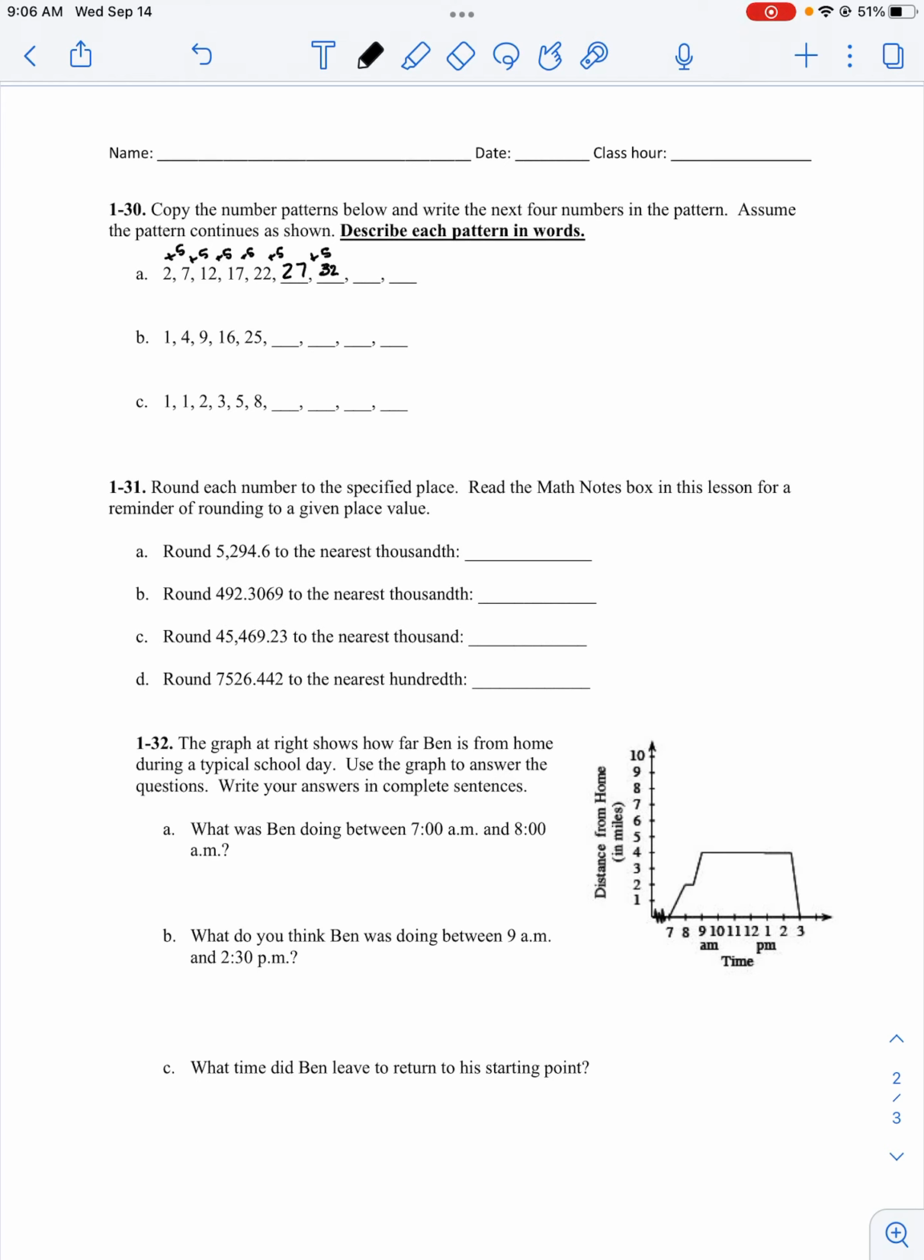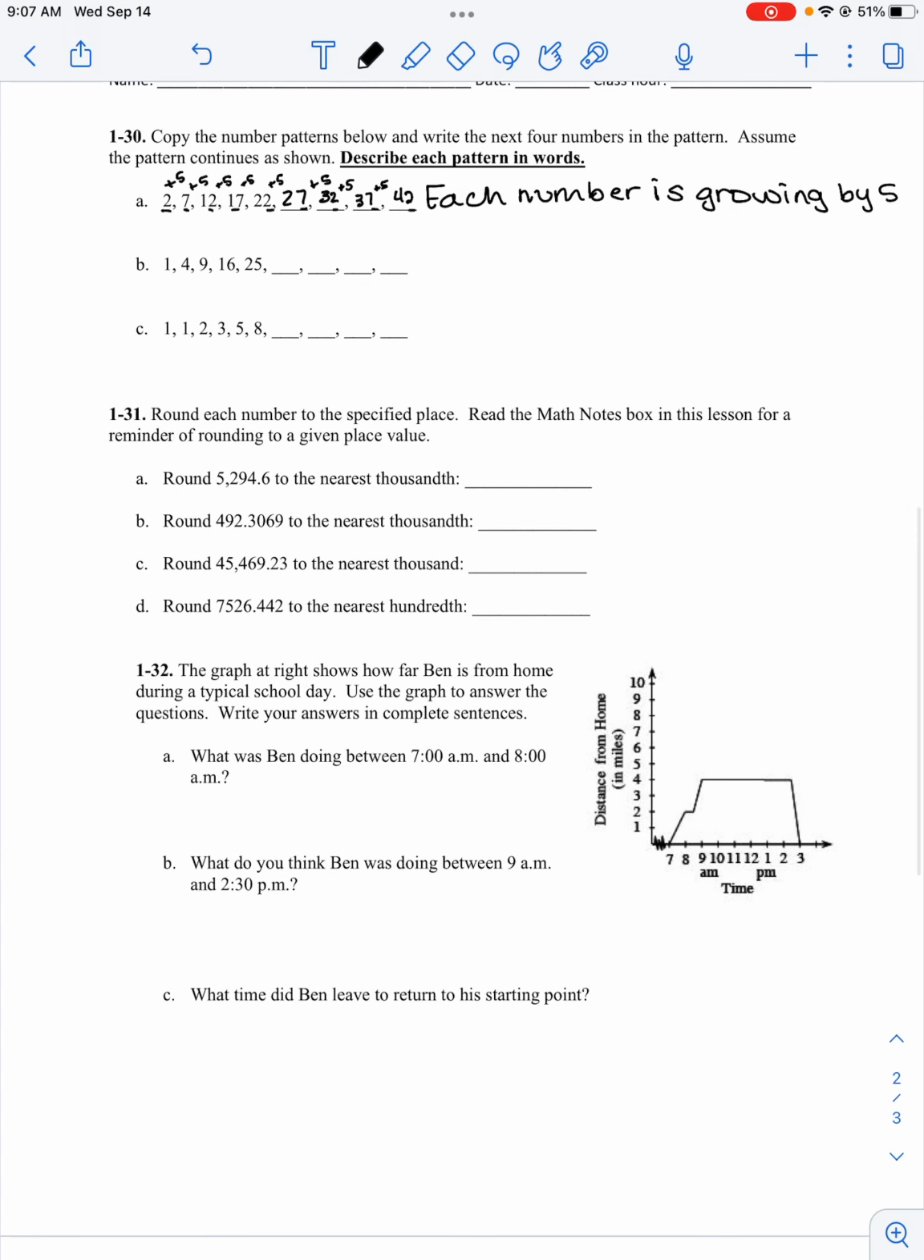27 + 5 = 32. 32 + 5 = 37. 37 + 5 = 42. Each number is growing by 5. Okay. Also, if you notice, the ones place value changes. 2, 7, 2, 7, 2, 7, 2, 7, 2. Okay. There are a lot of ways to describe each pattern.